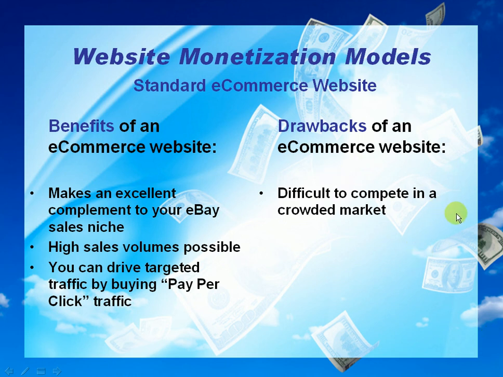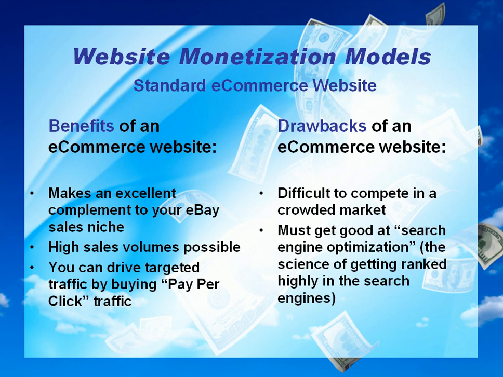Well, first of all, it's difficult to compete if you're in a crowded market. And nowadays, a lot of markets are crowded. So it could be difficult to compete. You've got to get good at search engine optimization. That's the science of getting ranked highly in the search engines for a variety of keywords. So you've got to know all the keywords that people might type in to find your site, and there are ways to learn that. In some of the videos we teach in the future, we're going to show you how to do that. And then you've got to optimize your site for those main keywords.